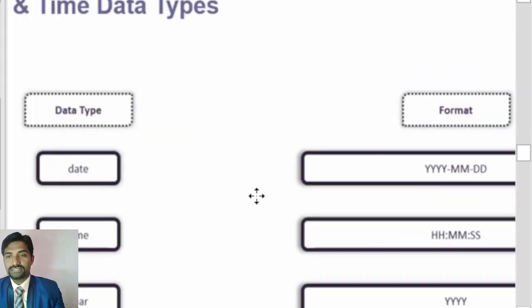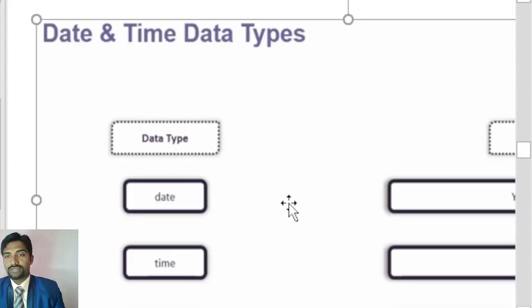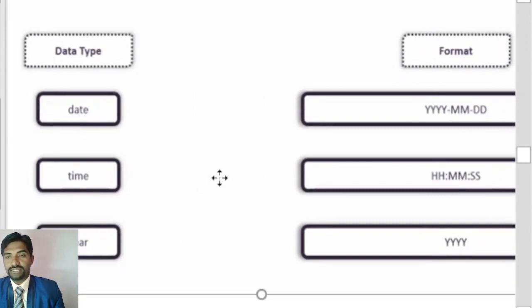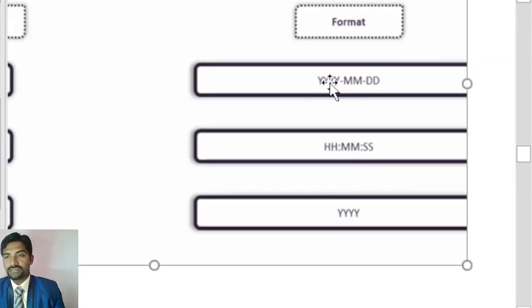And the last one is date and time data types. For date, you must give the year in 4 digits, month in 2 digits and date in 2 digits.